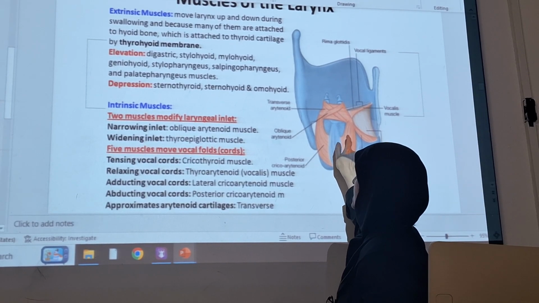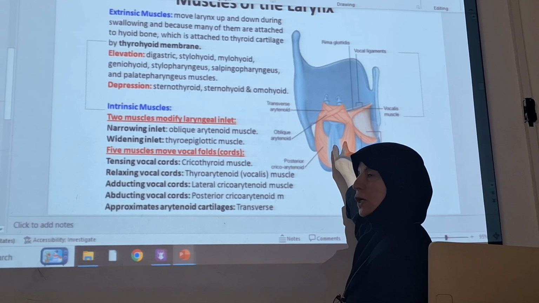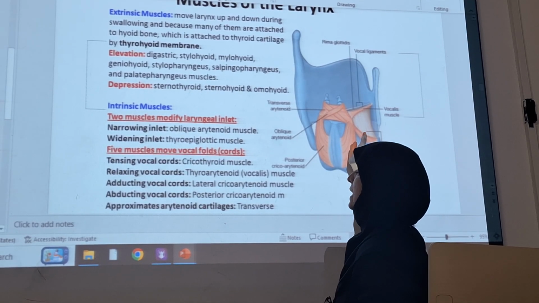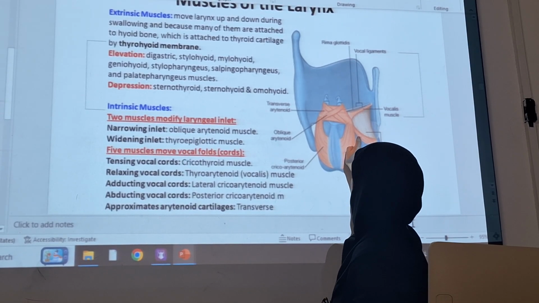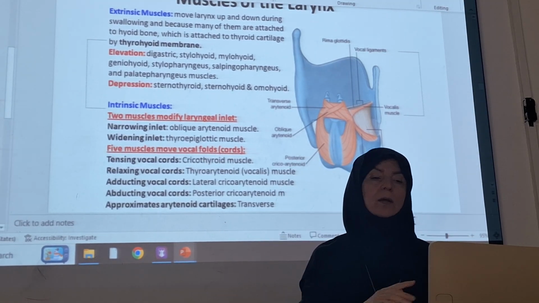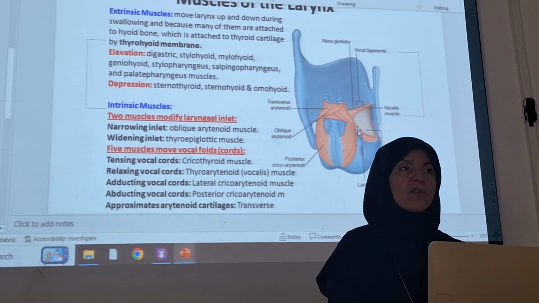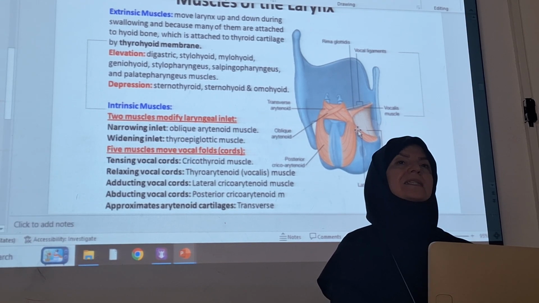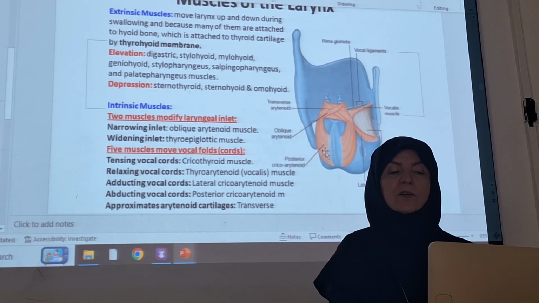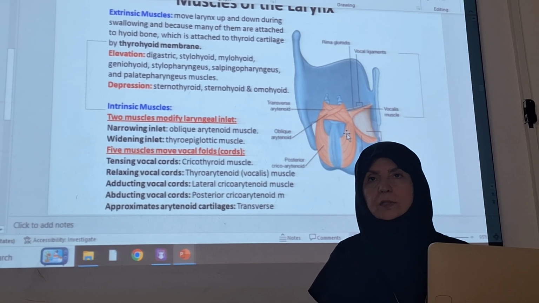What's the function of this muscle? Abduction. What's the function of the lateral cricoarytenoid? Adduction. Most of the muscles in the larynx are adductors; the only abductor is the posterior cricoarytenoid. Okay?